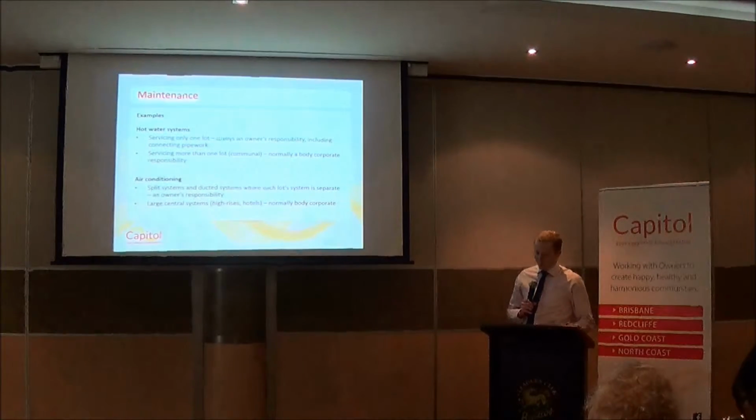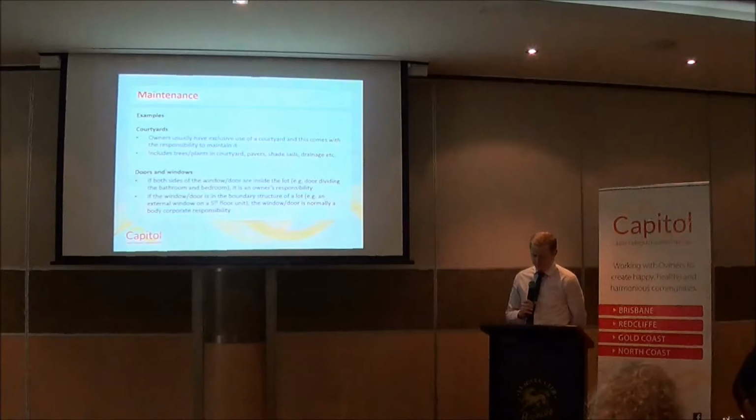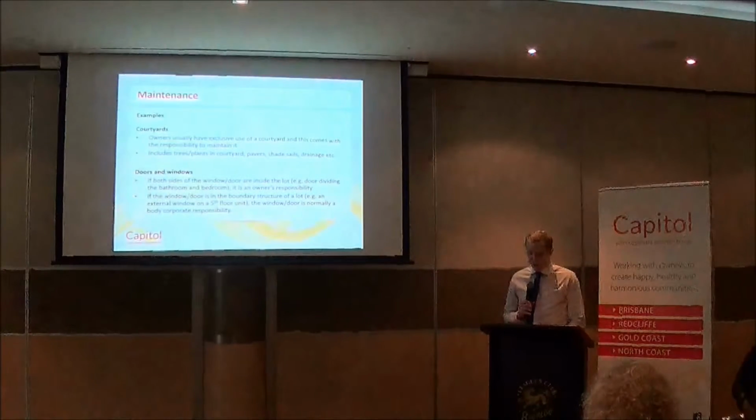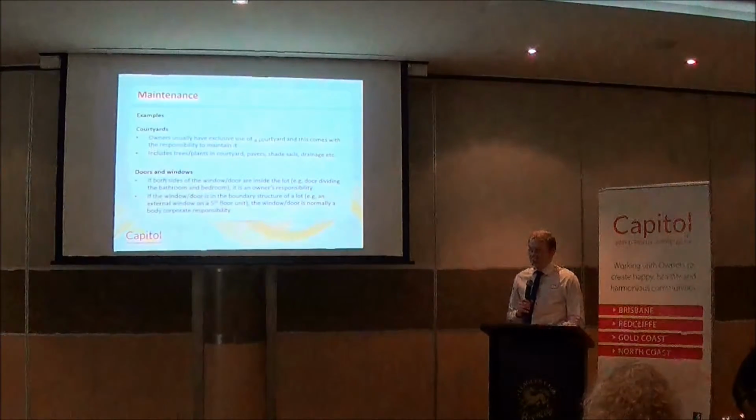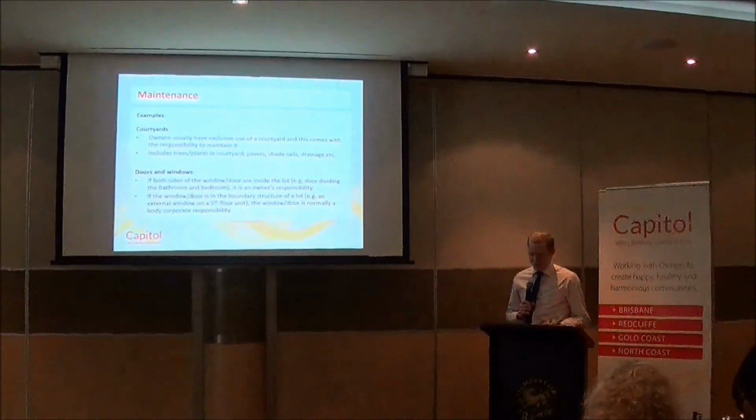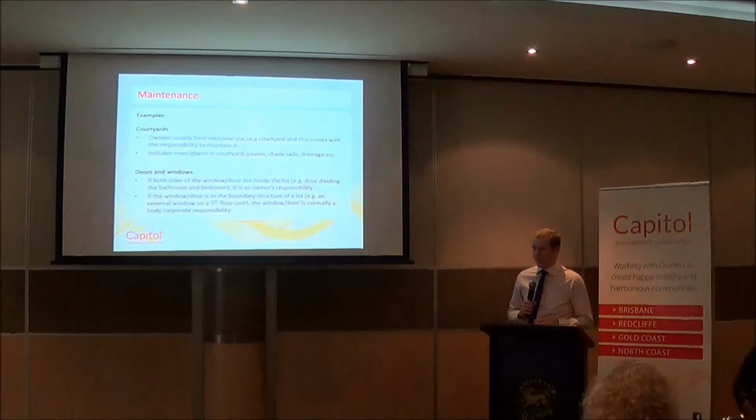The final two examples I'll share are just courtyards again. I'll recap that. So having a courtyard is often a nice luxury in a body corporate complex. However, it does come with that responsibility of maintaining that area. Again, just to confirm, the trees, shrubs, the pavers, any shade sails in that area, and drainage all fall back on the owner.